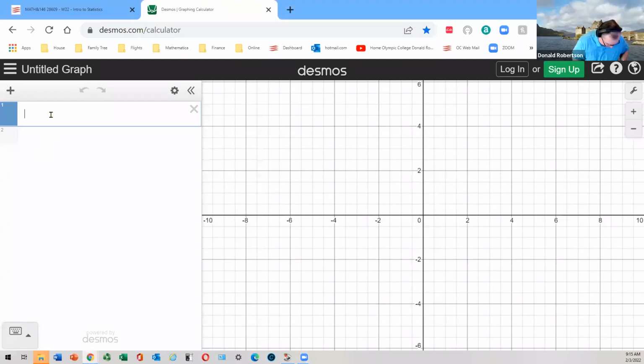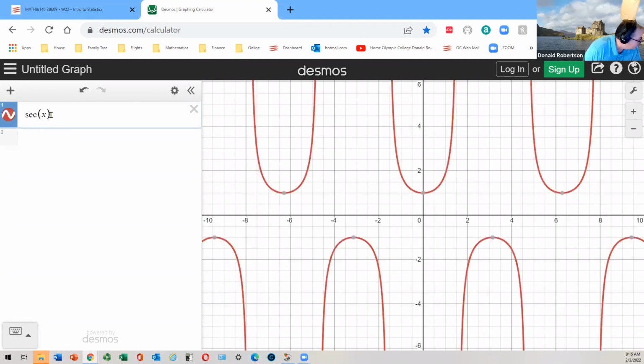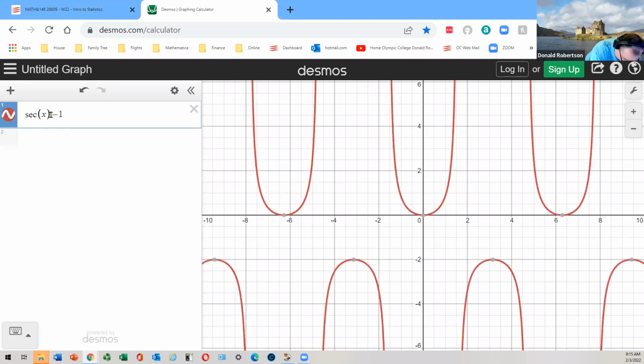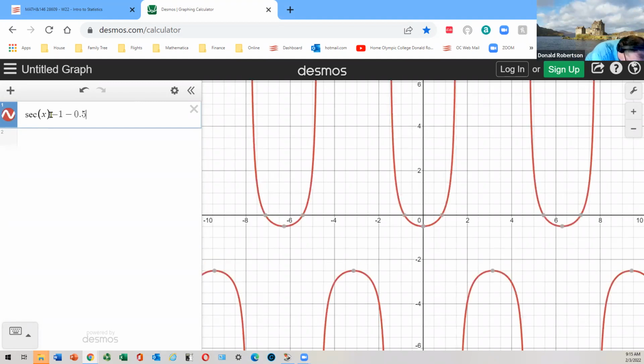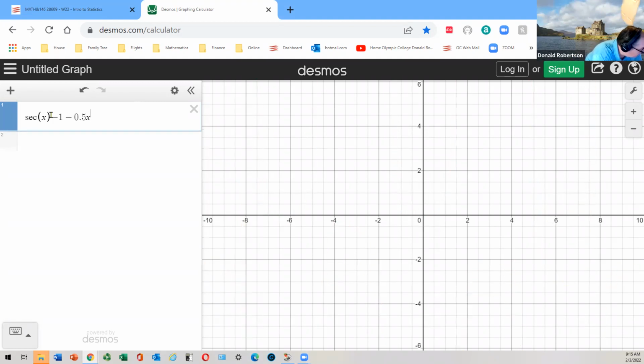Right, so the remainder function was secant x. So I hope this understands secants. Otherwise, I'll have to change it. Yeah, it looks like it does. Take away 1. Take away 1/2 x squared. So what's that? 0.5 x squared.